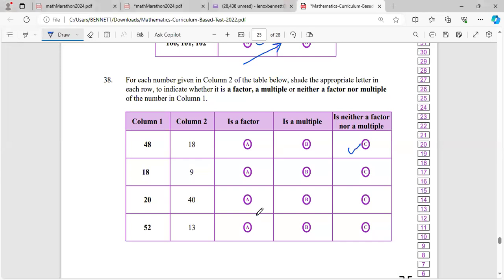And for 18 now, in column 1 it's 18 and in column 2 it's 9. So sir, I'll say 9 is a factor of 18, since 9 times 2 is 18. And for 20, in column 1 it's 20 and in column 2 is 40. So 40 is a multiple of 20, since 20 times 2 would give you 40. And for 52 in column 1, in column 2 it says 13. So 13 is a factor of 52, since 4 multiplied by 13 is 52.